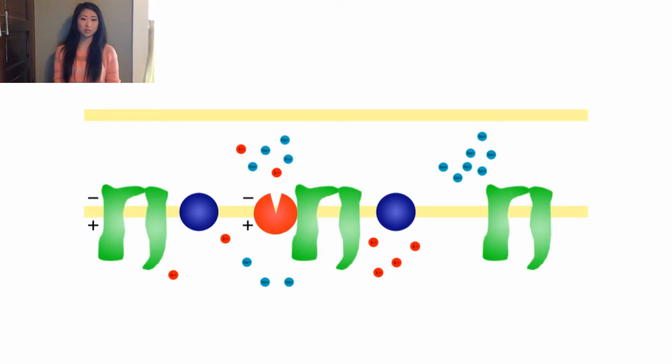When the action potential reaches the axon terminal, neurotransmitters may be released into the synapse for synaptic transmission and the process may be repeated.